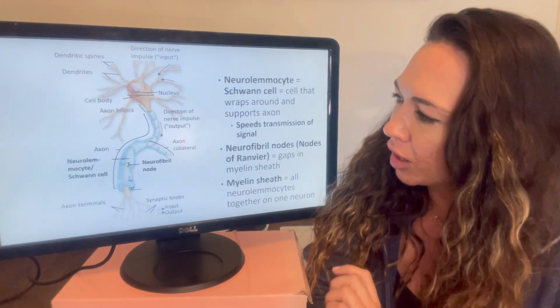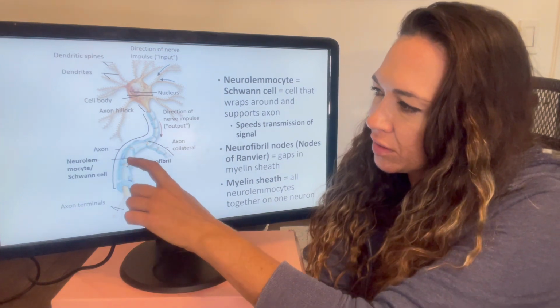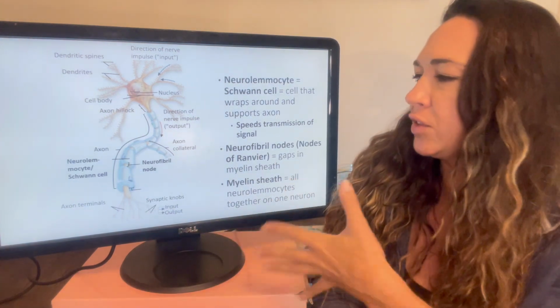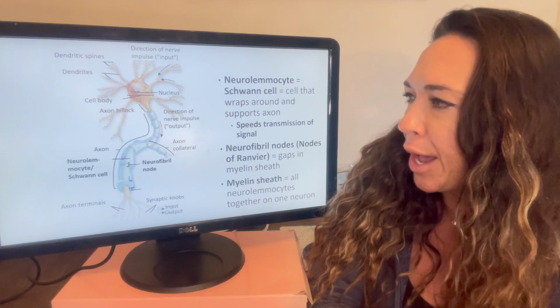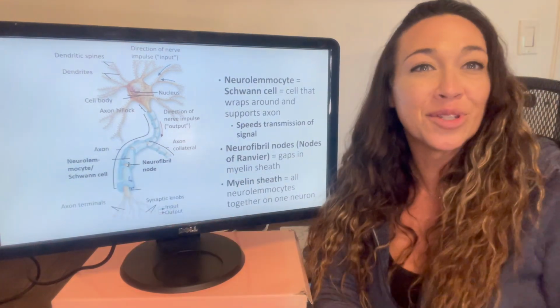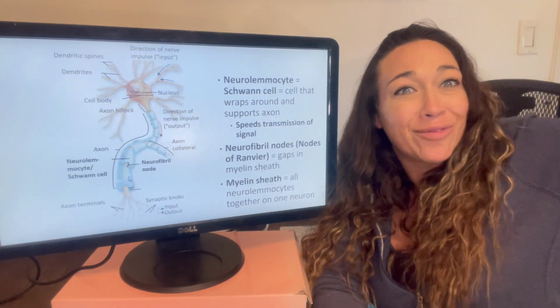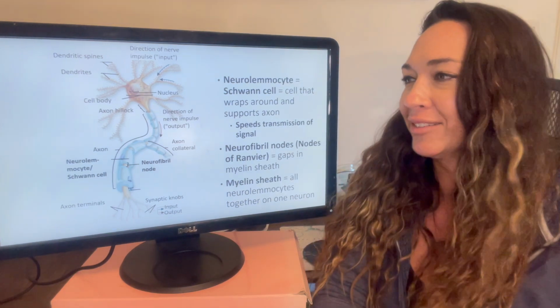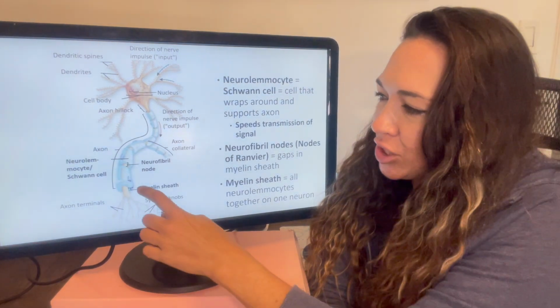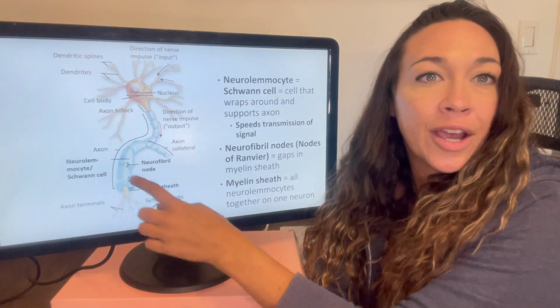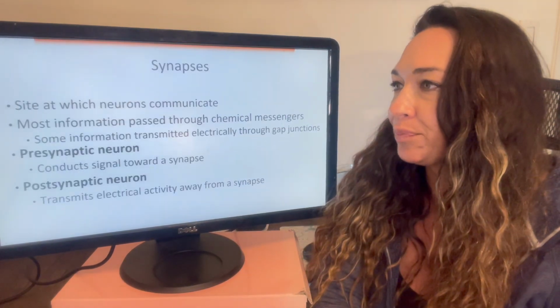Okay, so we've got our neurofibril node, which is this section right here, also known as the nodes of Ranvier. We've got the neurolemnocytes, which are also the Schwann cells. Sorry that there's two names for everything, but you need to know it. And then finally, the myelin sheath is just going to be this multi-layered wrapping of the membrane.